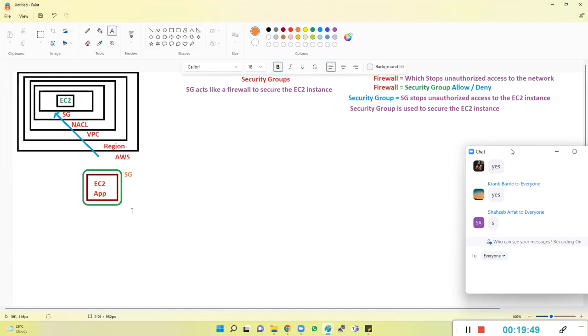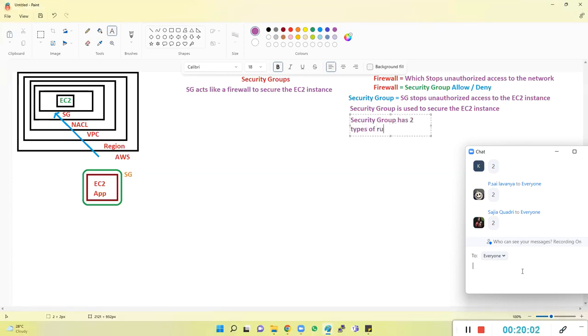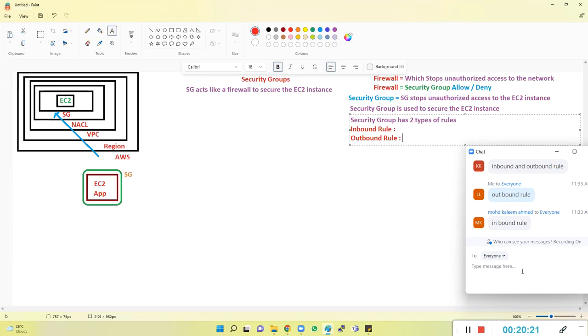So now, in security groups, guys, there are two types of rules. How many types of rules are there in security group? Two types of rules. I'll write down: security group has two types of rules. Number one, write down everyone: inbound rule and outbound rule. Two rules. Everyone should write down this. Inbound rules and outbound rules.